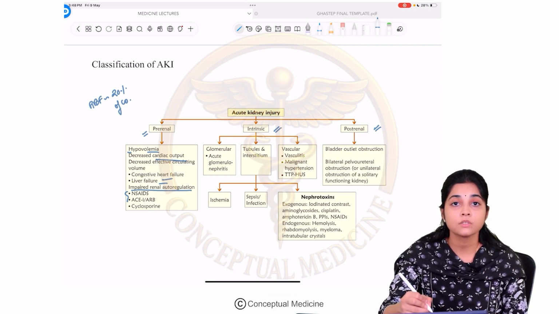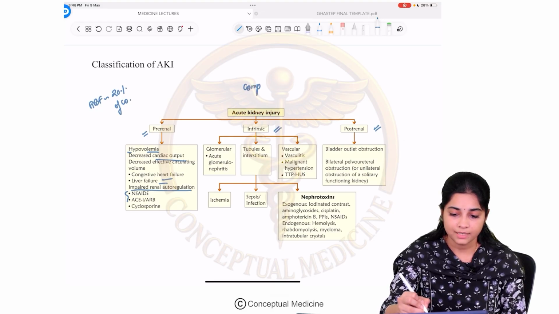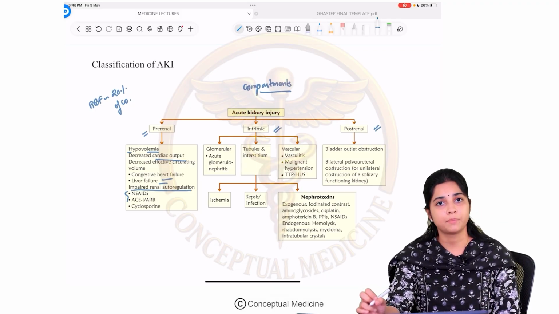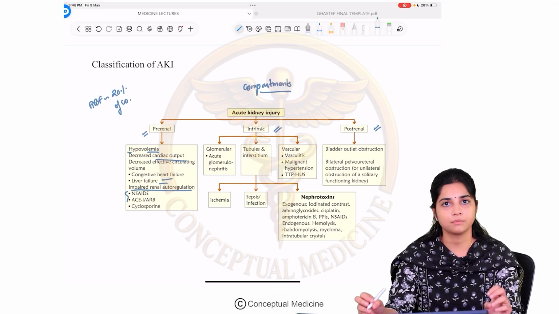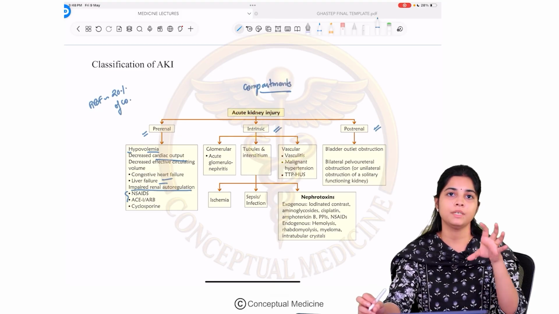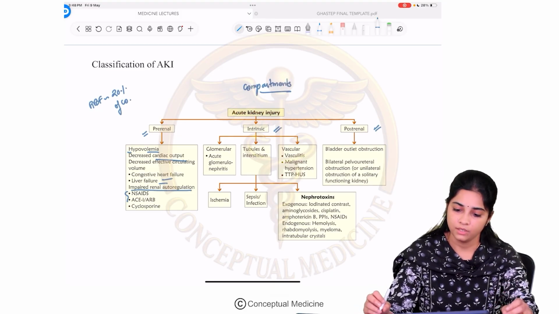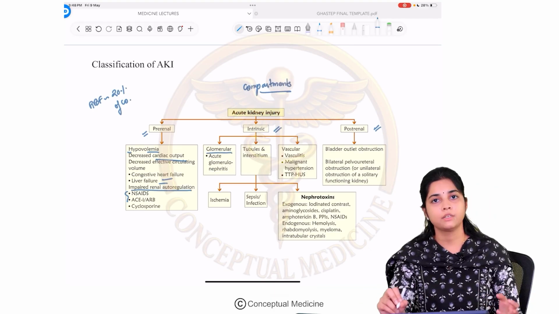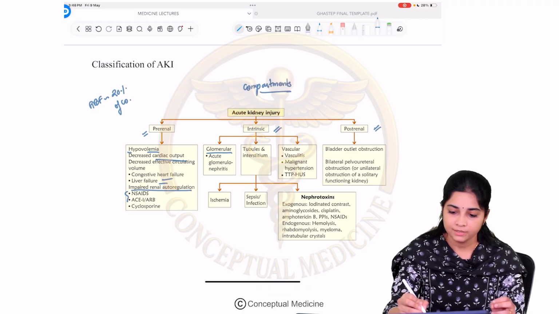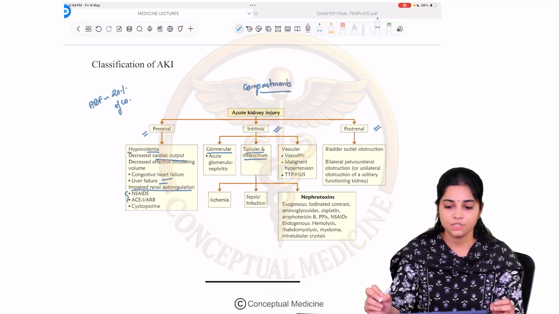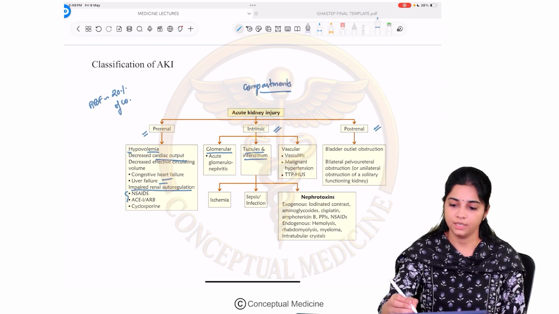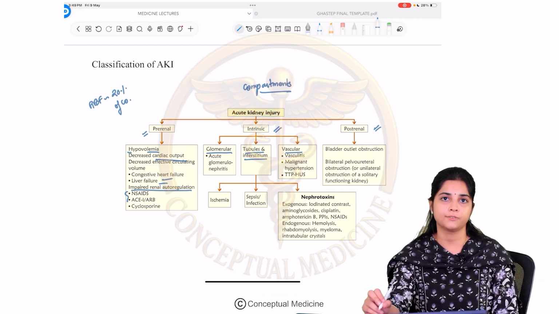The kidney is always divided into compartments. Whenever you speak of the disease of a kidney, you divide it in terms of compartments. So what are these compartments? The compartments basically mean which part of the kidney is affected. So intrinsic AKI can be because of a glomerular disease like glomerulonephritis. Then tubules and interstitium. So there can be diseases affecting the tubules and the interstitium and the vascular compartment of the kidney.